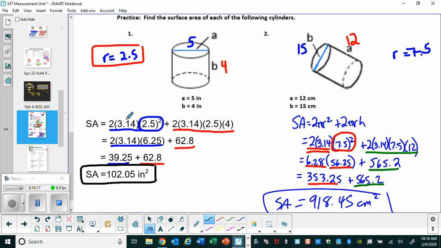So all you've got to do is plug in the numbers. So we've got 2 times pi, and our radius would be 2.5, and that's going to get squared. And then we have 2 times pi, the radius once again, and then the height of this whole thing is a 4. Now we got to be careful with PEMDAS. First, we're going to do 2.5 times 2.5 in our calculators, and that's where I get this 6.25. Now we're ready to multiply by 3.14 by 2.